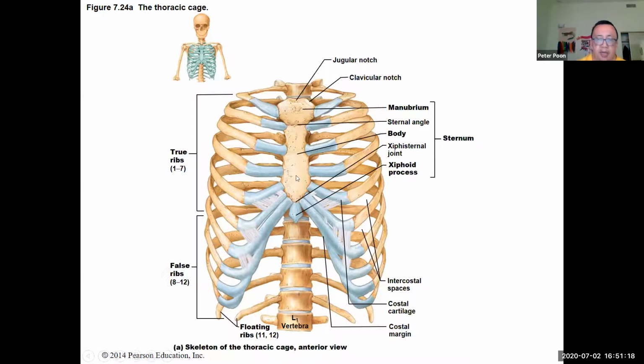Here is the body. And here is a sharp pointy thing called the xiphoid process. Xiphoid literally is another sharp stabby thing. It's a little dagger, the xiphos, so xiphoid process. Either pronunciation is right.